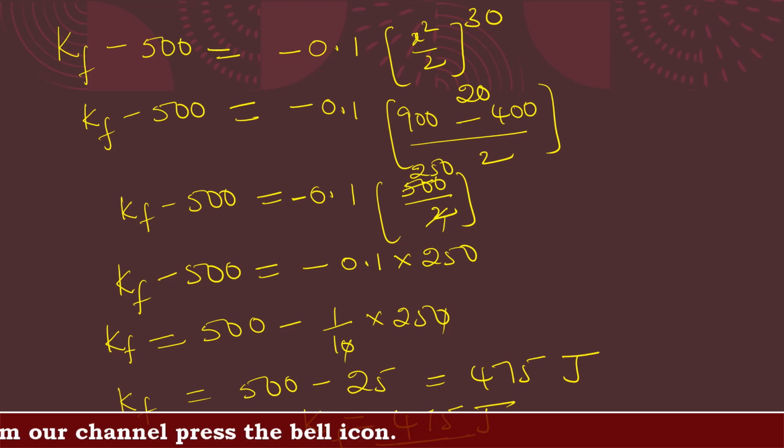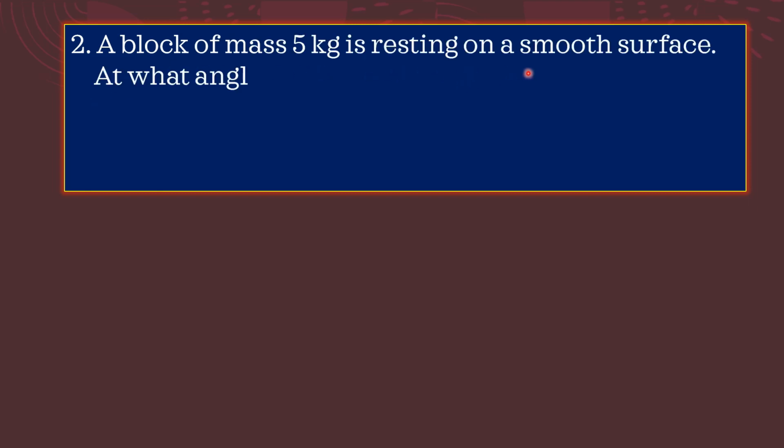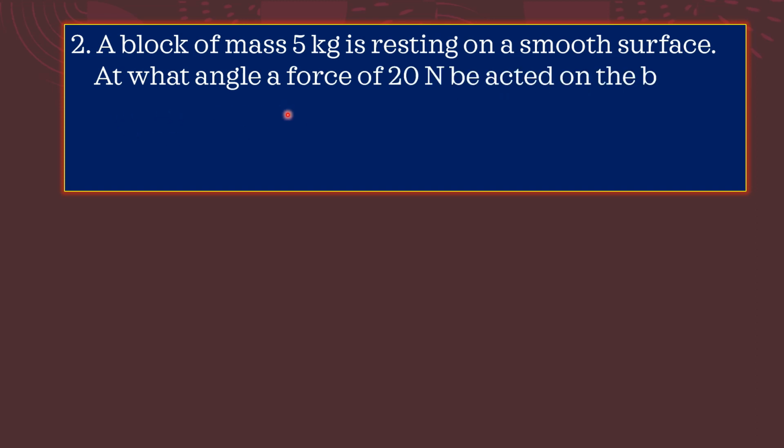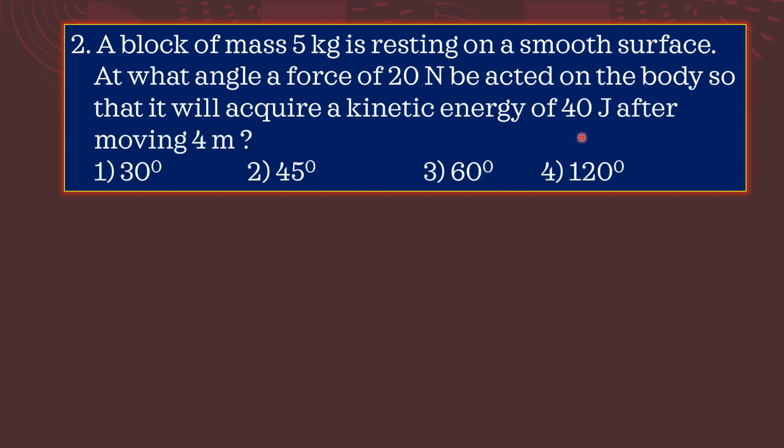Okay. Next we will go to the next question. In this question, a block of mass 5 kg is resting on a smooth surface. At what angle should a force of 20 newton be applied on the body so that it will acquire a kinetic energy of 40 joules after moving 4 meters? Now, here we have to calculate at what angle a force of 20 newtons be applied on the body. So now let us calculate the angle. Let us go to the solution.